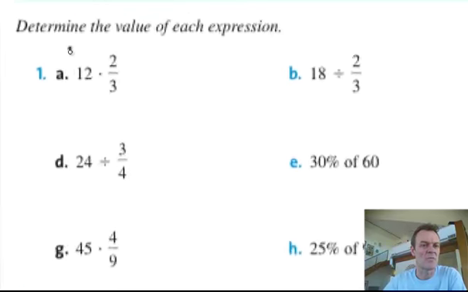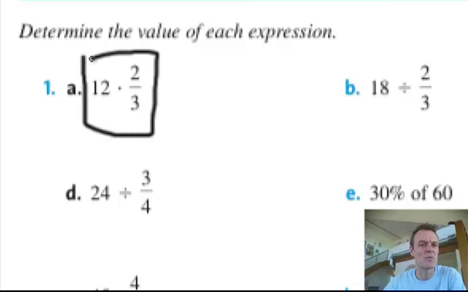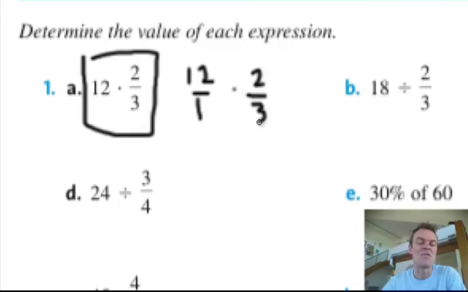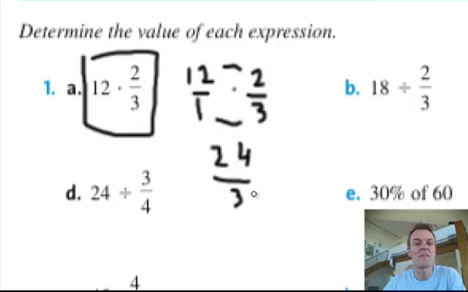How about this one? What's 12 times 2/3? Well, write the 12, if you need to, as 12 over 1, times 2/3. Very quickly, 12 times 2 on the top is 24. 1 times 3 on the bottom is 3. And that will give you 8. 24 divided by 3 is 8. That's the answer. Now I'm going to show you some tips and tricks about this.